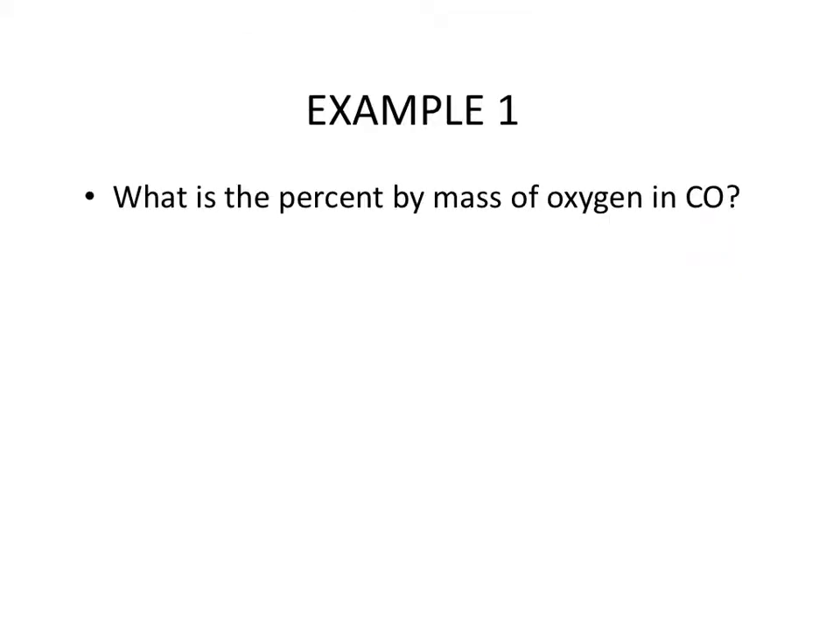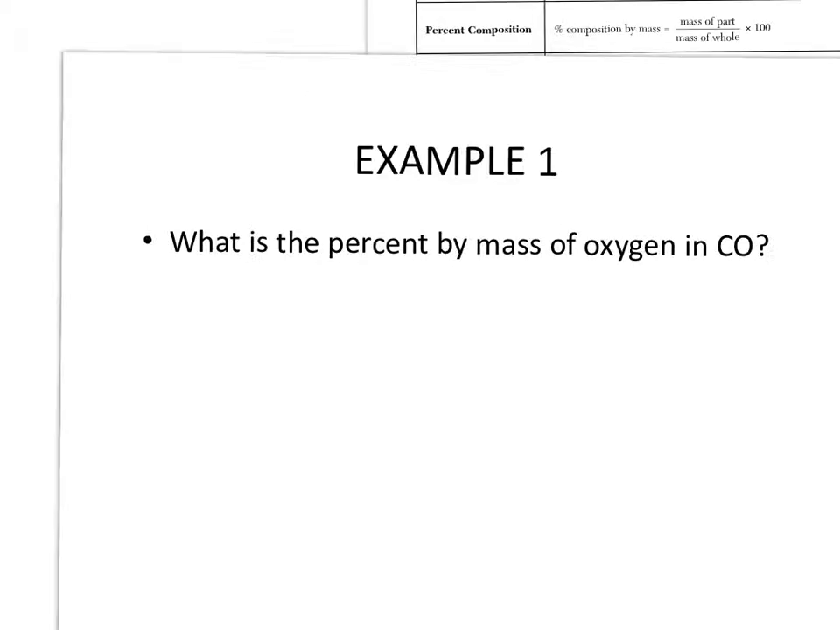Let's take a look at an example. In example 1, we want to find the percent by mass of oxygen in CO. So to calculate this, we're going to use this formula, which we have mentioned before: mass of part divided by mass of whole times 100. However, we need to know what the formula mass, or the mass of the whole, is for CO. So we've got to calculate that, and we're going to use the formula mass for that.